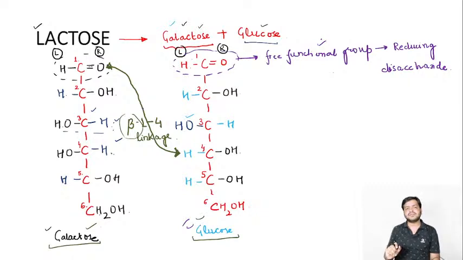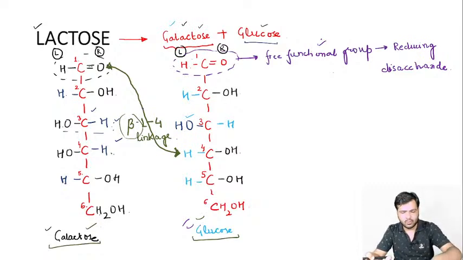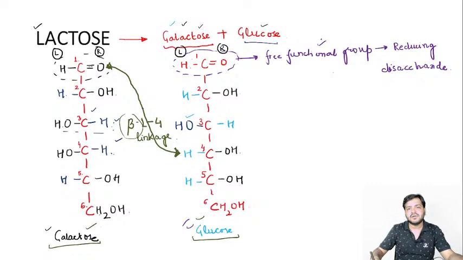Now this is a simple structure. I will draw what will come in your paper, what will be asked in your exam, like draw the lactose in the cyclic form. And in the cyclic form we will see the bond formation. So we will start with the cyclic structure. Now first I will try to draw the glucose.